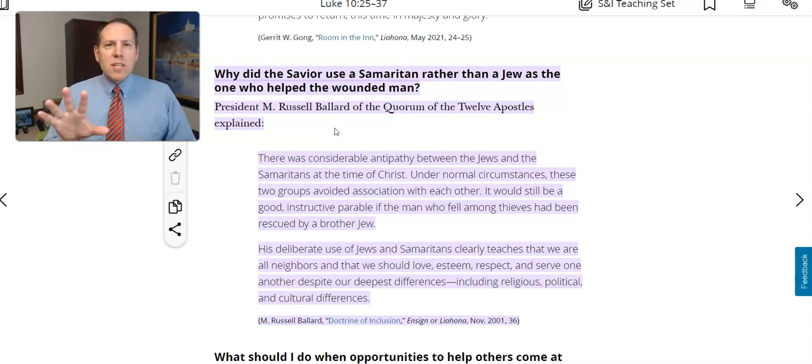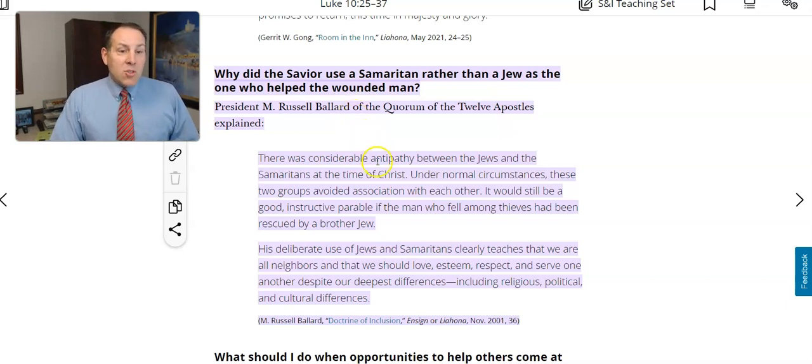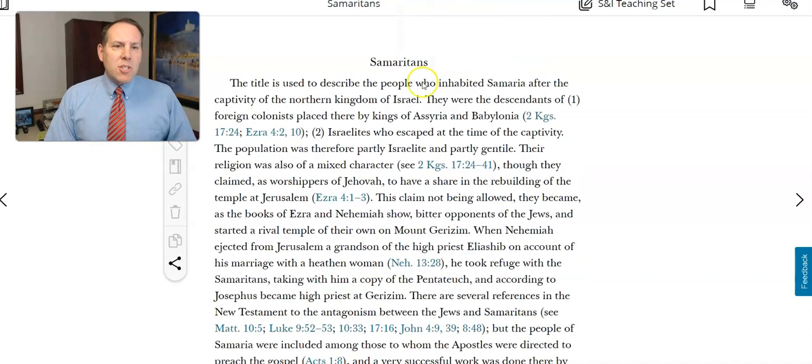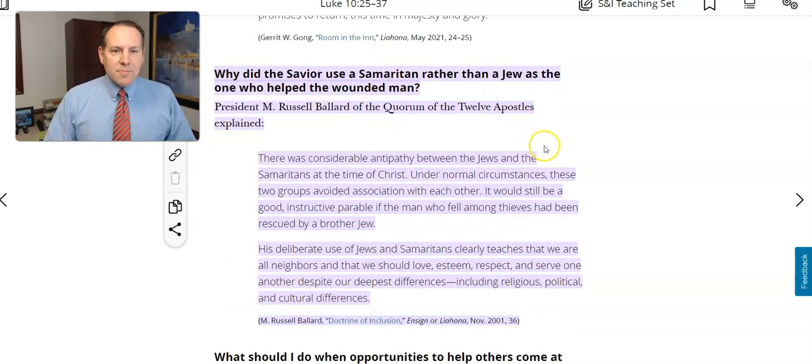Why are Jews and Samaritans in conflict? We've got this quote. You could also invite students to search in the Bible dictionary and look up Samaritans. And so you're going to get interactive with the scriptures. You can have them mark anything in there that might be helpful. But we've got to understand Samaritans. So I'd spend some time on that.